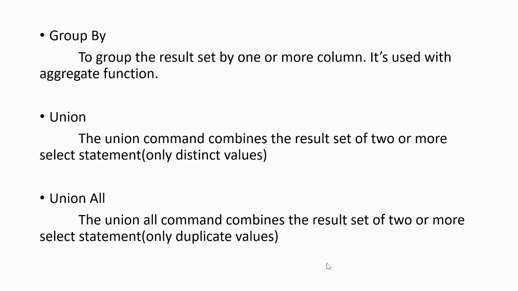This is a keyword. Then union: the union command combines the result sets of two or more select statements. Union and union all are mostly similar, but union is used for only distinct values, and union all is for duplicate values too. So this is the difference.